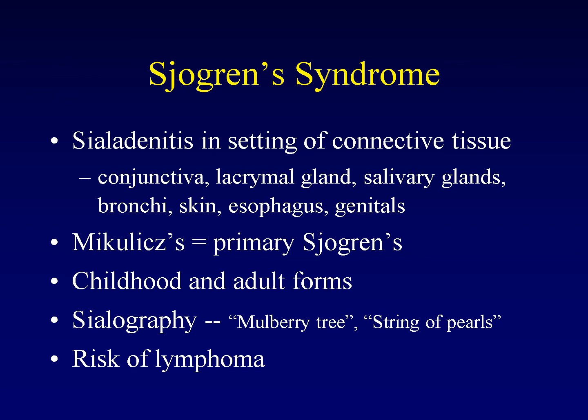Now, if you have a patient who has exclusive involvement of the salivary glands, we call that Mikulicz syndrome or primary Sjogren's. There are childhood and adult forms of Sjogren's disease, and they have somewhat different pathophysiologies. The classic appearance of Sjogren's syndrome on sialography is a mulberry tree or the string of pearls.